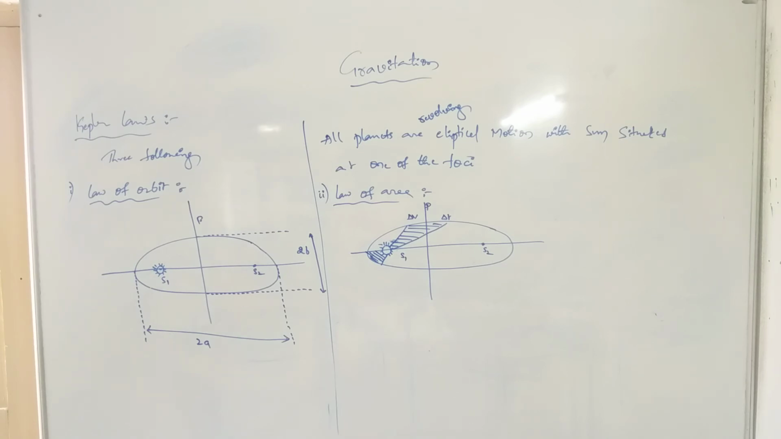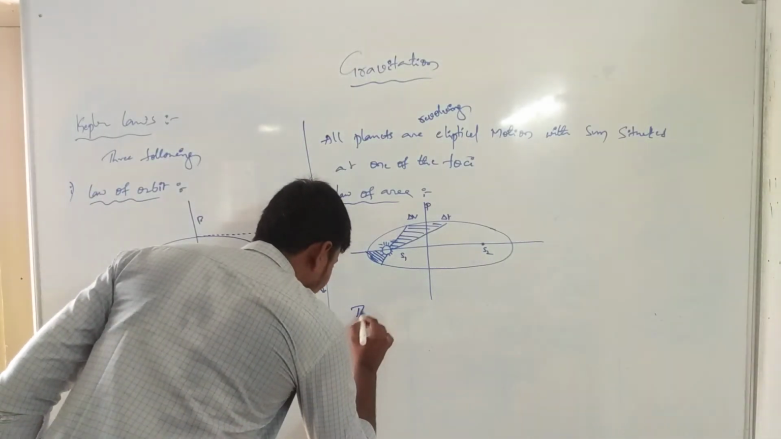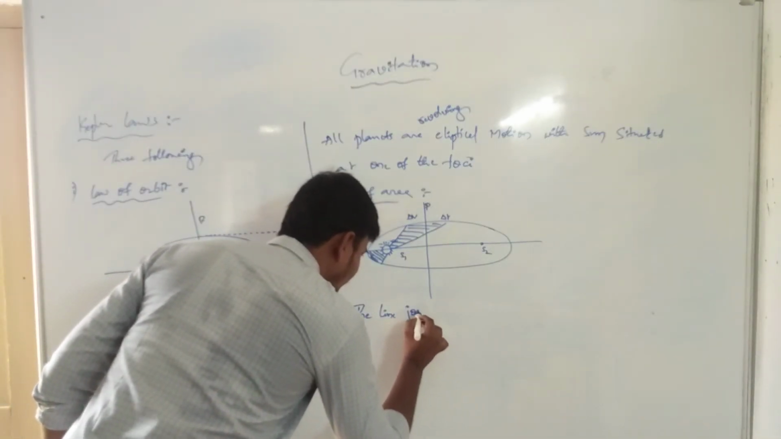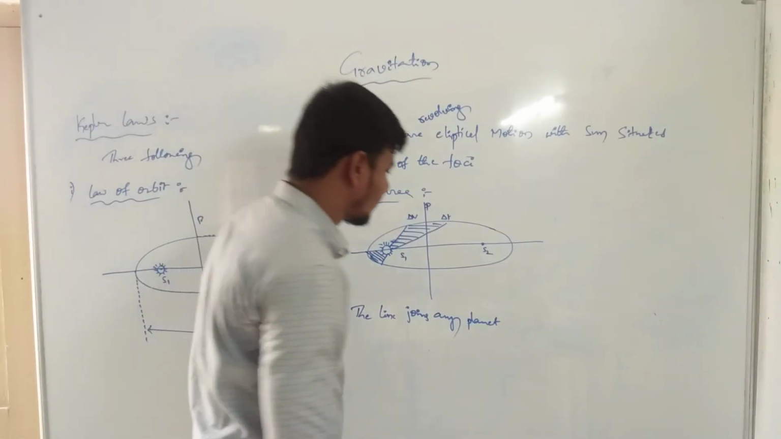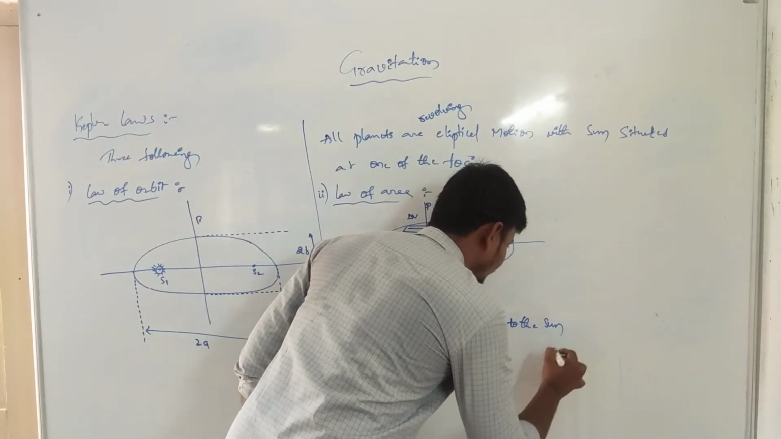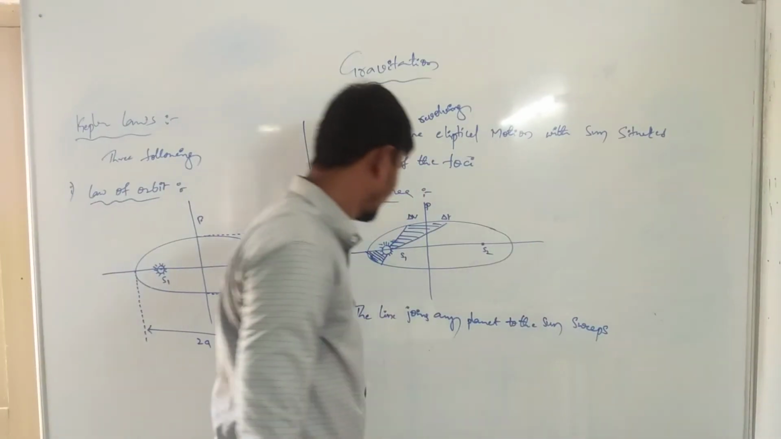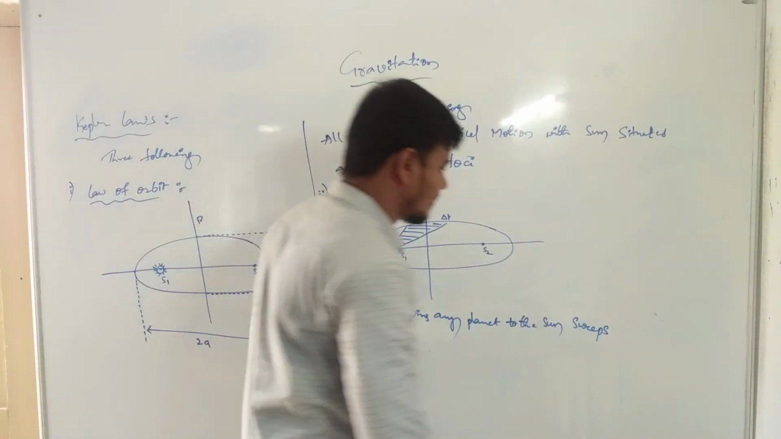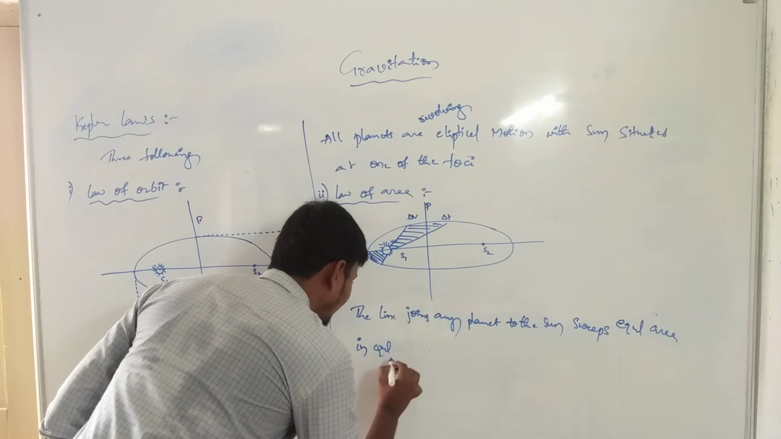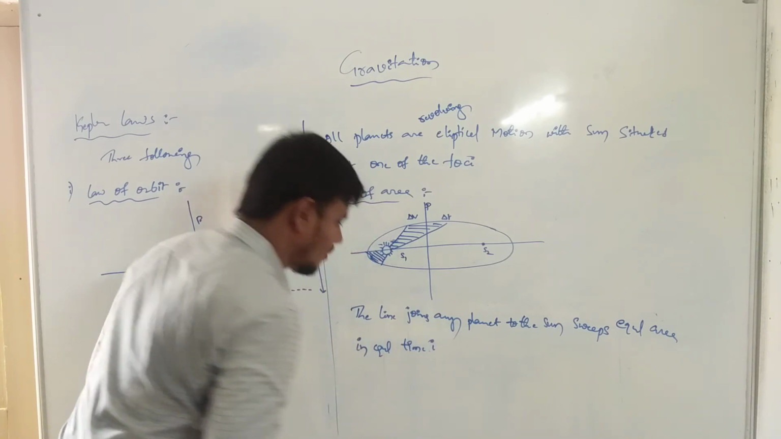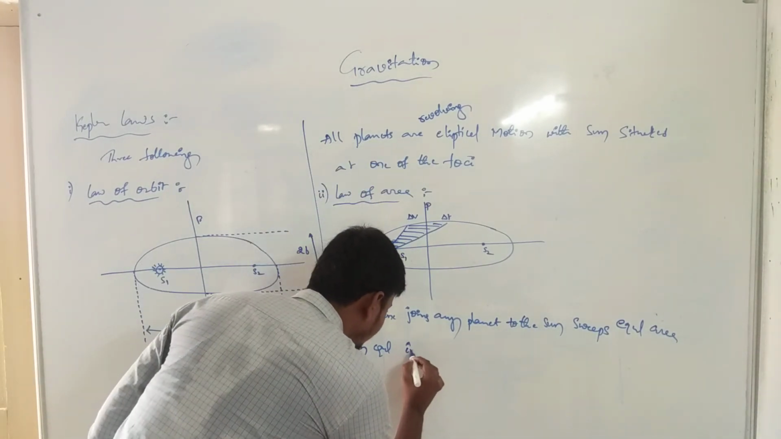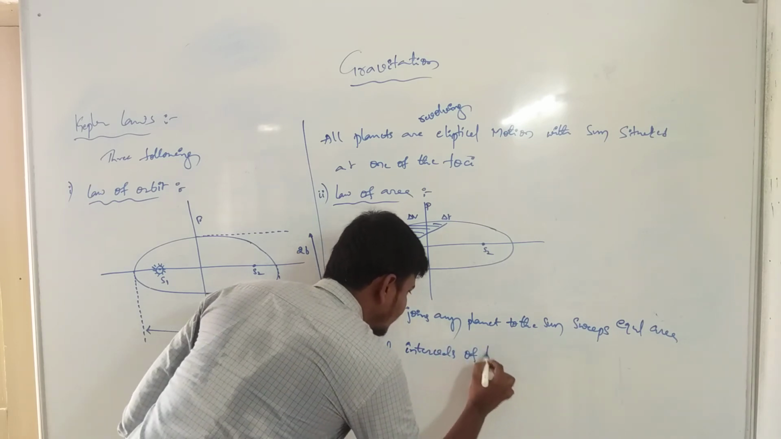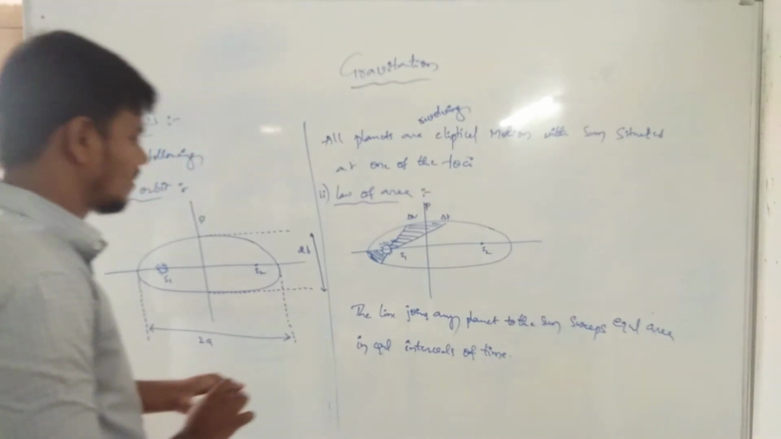The line that joins any planet to the sun sweeps equal areas in equal intervals of time. Now this is the statement.